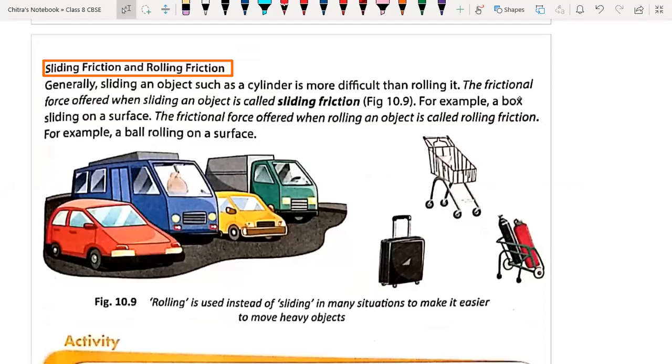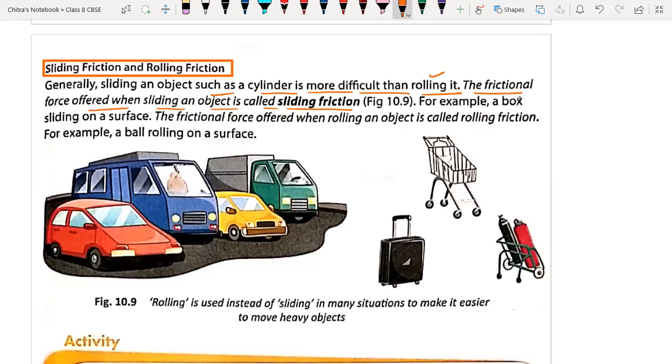Generally, sliding an object such as a cylinder is more difficult than rolling it. Is it? When we pull or push the cylinder, it is more difficult to slide it than to roll it. The frictional force offered when sliding an object is called sliding friction.